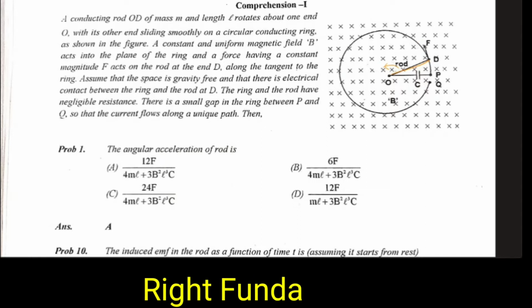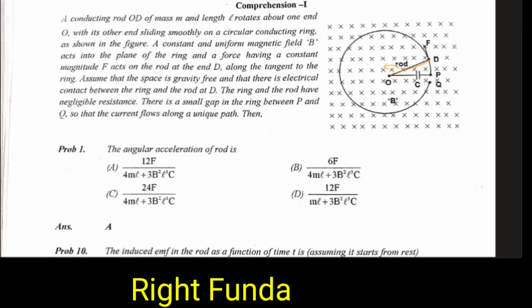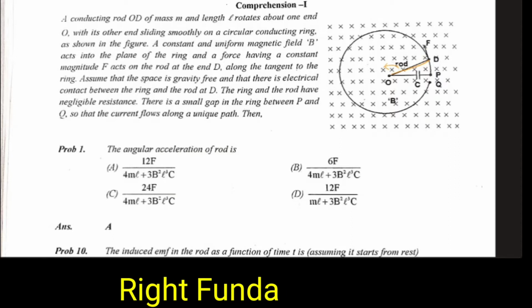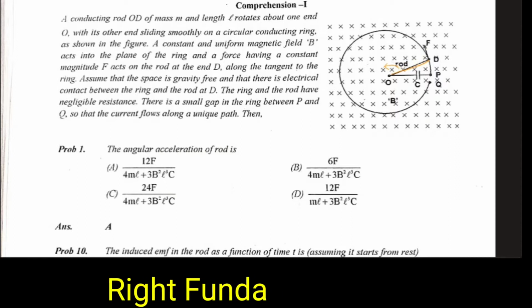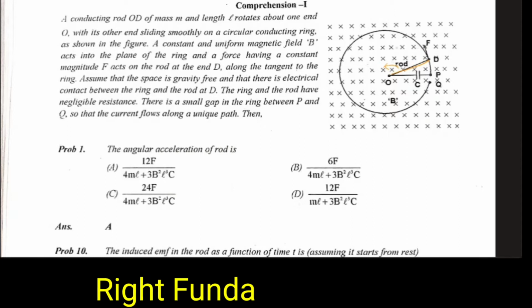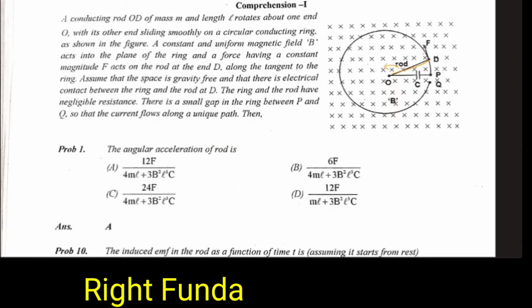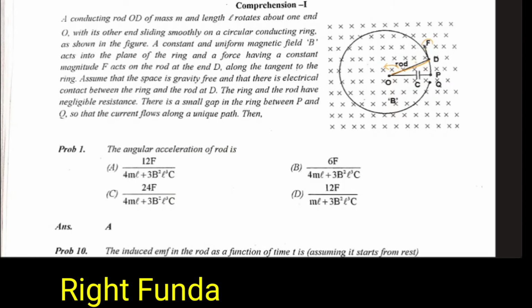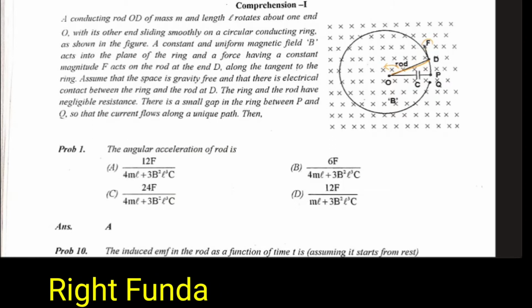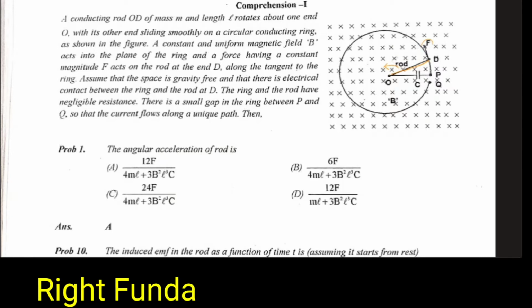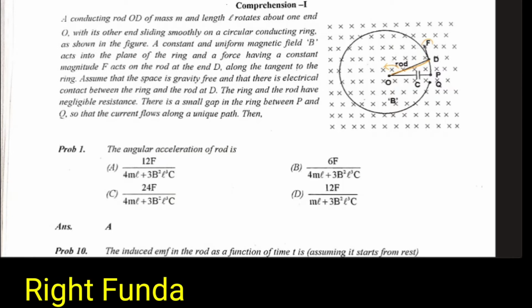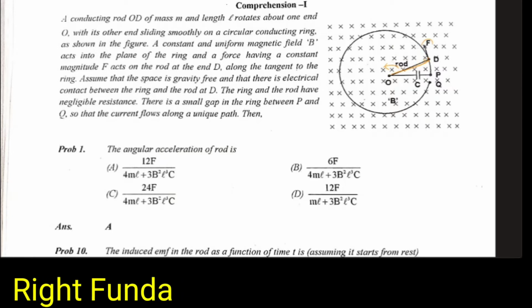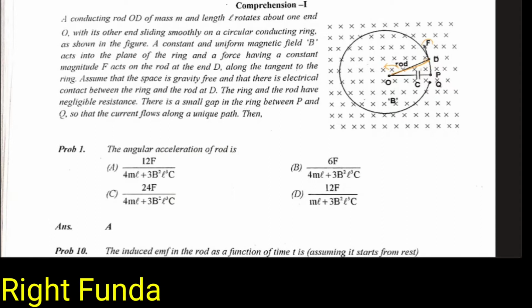So if the current flows through the rod, then what will happen? A current carrying rod placed in a magnetic field experiences force, and that force too will produce torque. So not only this external force F, the magnetic force as well will produce torque. So we need to calculate the magnetic force, and to know the magnetic force, we require the current flowing through the rod. And to know the current flowing through the rod, we need to apply Kirchhoff's law in the circuit, and we need to know the EMF induced in the rod.